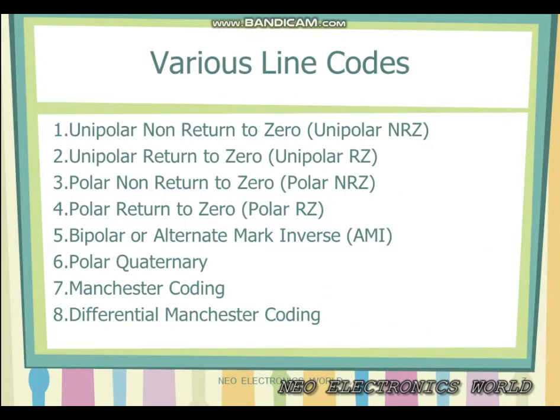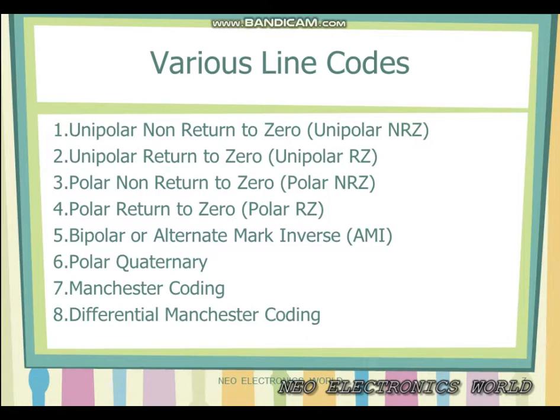Okay, first one is unipolar non-return to zero, that we will denote as unipolar in our set. Unipolar return to zero, polar non-return to zero and return to zero, bipolar or alternate mark inversion, that is represented as AMI, then polar quaternary, Manchester coding, and at last differential Manchester coding. Okay, all these are the various line codes.